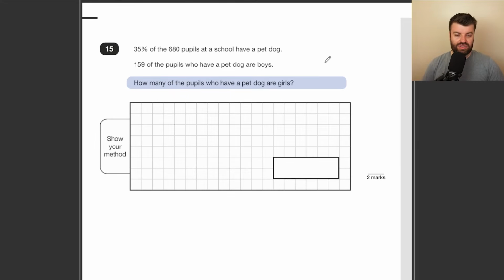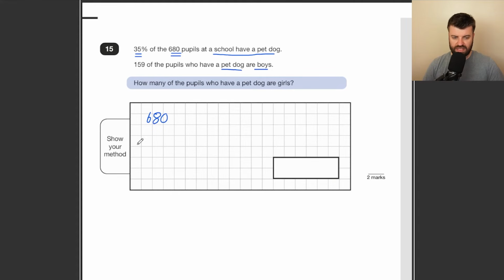Brilliant. 159 of the pupils who have a pet dog are boys. How many pupils who have a pet dog are girls? First thing, we need to work out how many actually have a pet dog, which is 35% of 680. That'll tell us how many have a pet dog. So let's start with that. 680 is the full amount.